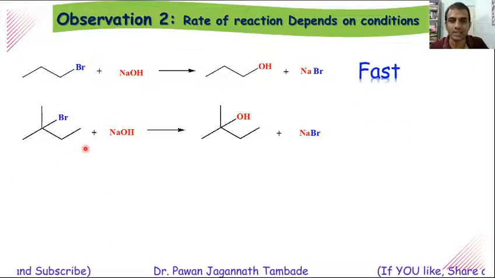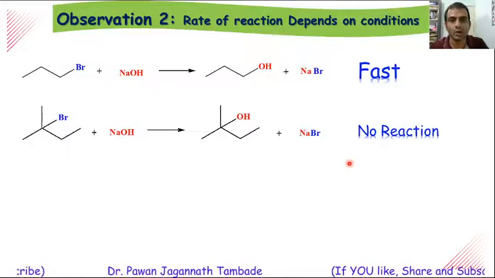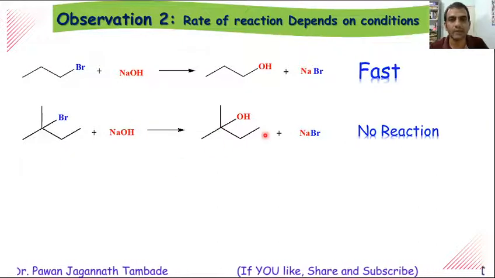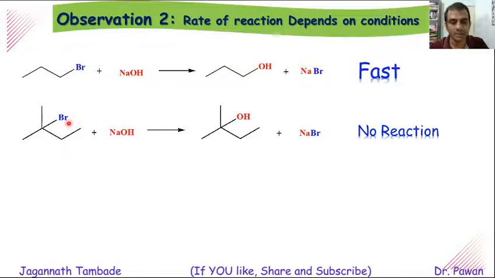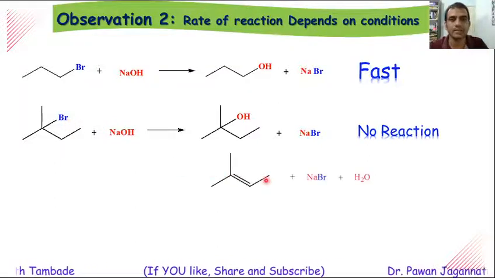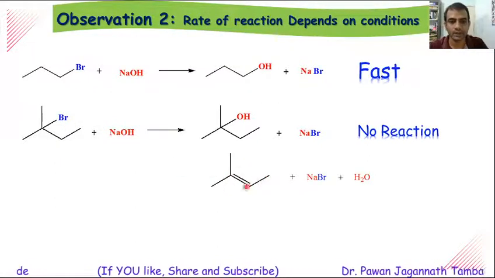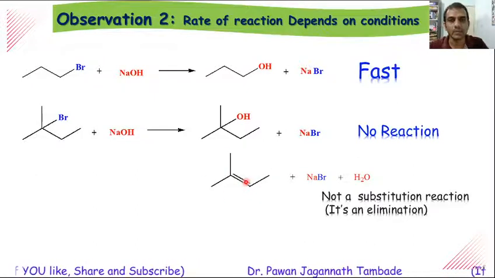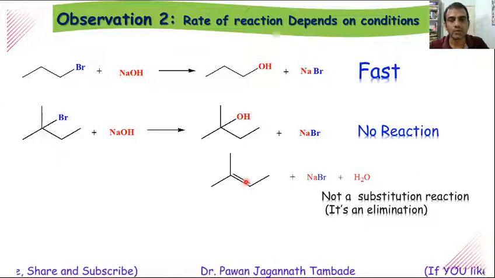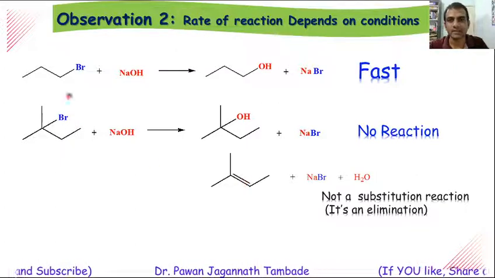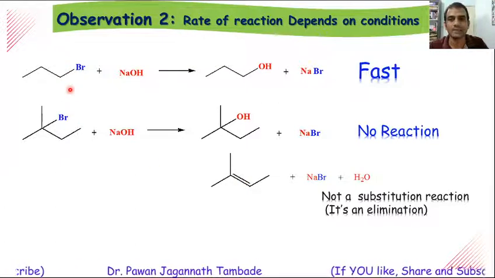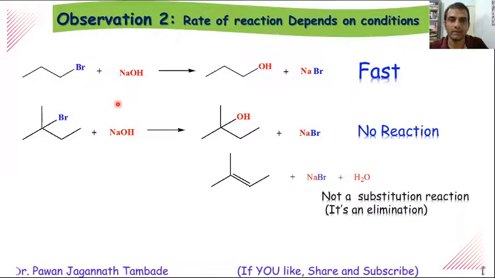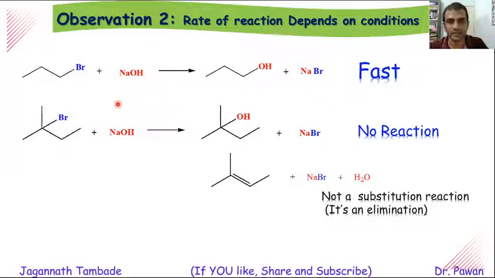And this tertiary alkyl halide is found not to react under this particular condition in the expected way. However, this tertiary alkyl halide is giving a different product, and this is not a substitution product. This product is an elimination product. So if you look at these two reactions, similar alkyl halides are allowed to react with different nucleophiles, and we will find a difference in rate of reaction.